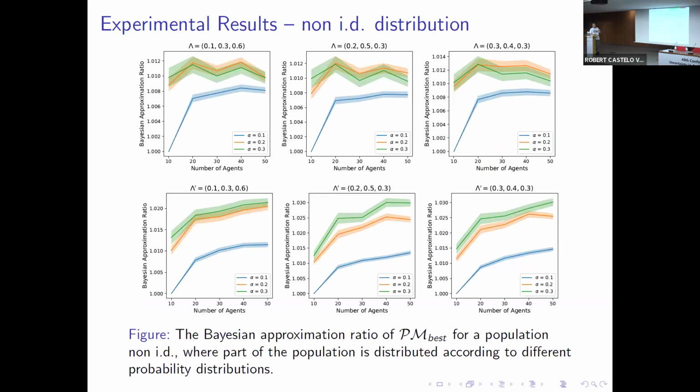And here is when you have different populations and different concentrations of agents, again with different distributions. In this case, we just consider the best percentile mechanism. And you can see that the approximation ratio is at most 0.01 or something very small. So it means that there is also room to improve our results when you assume that the agents are distributed according to a probability distribution.